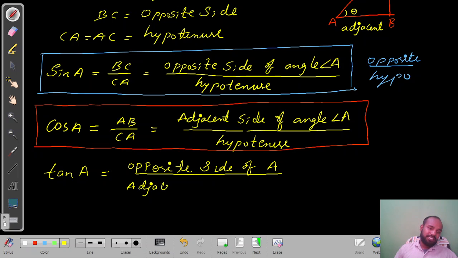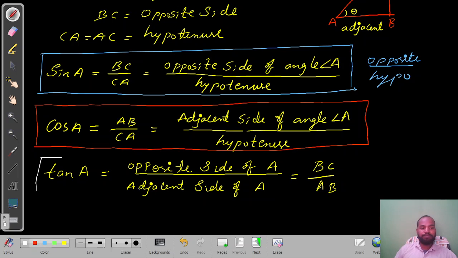What is adjacent side of angle A? Am I clear? So what is opposite here? BC. What is adjacent here? AB. So your tan A formula is this one. Remember these three formulas. We can derive other formulas very easily if you remember these.